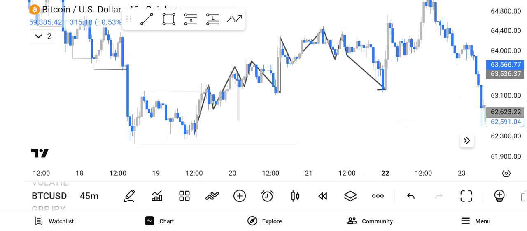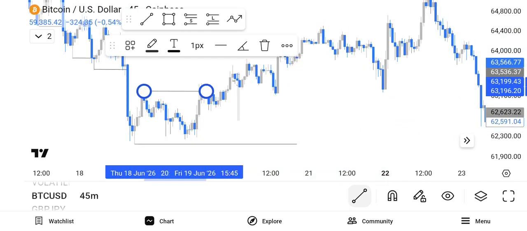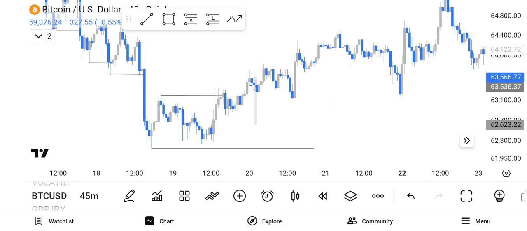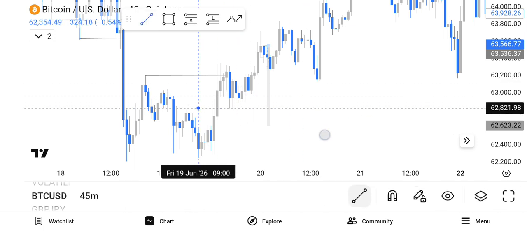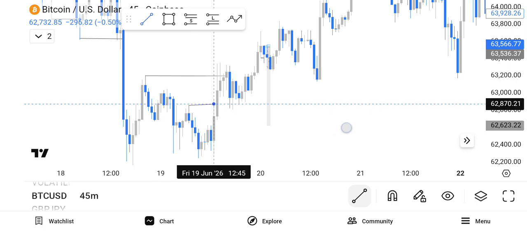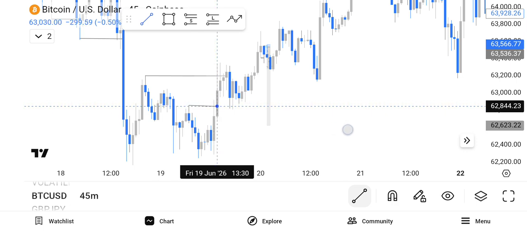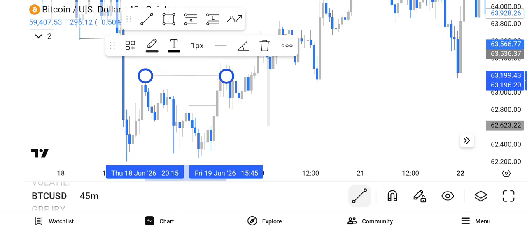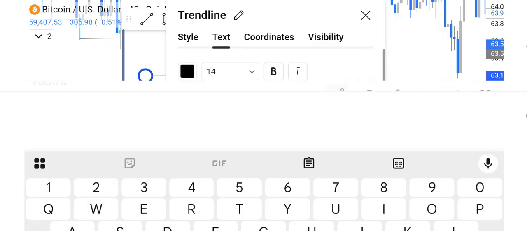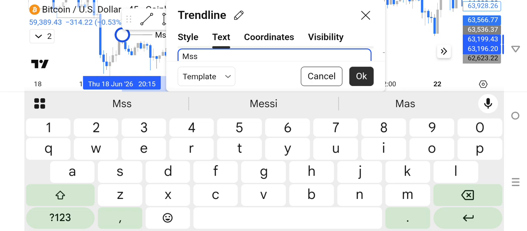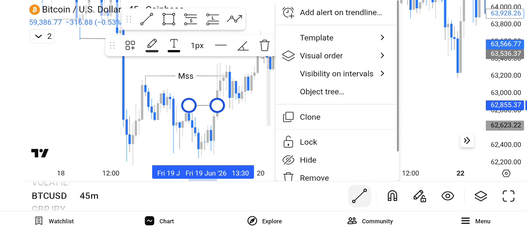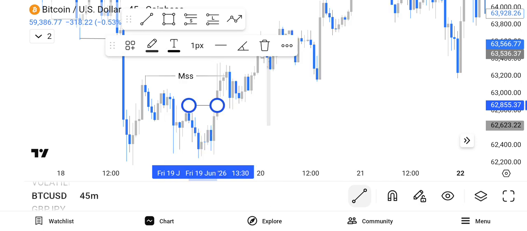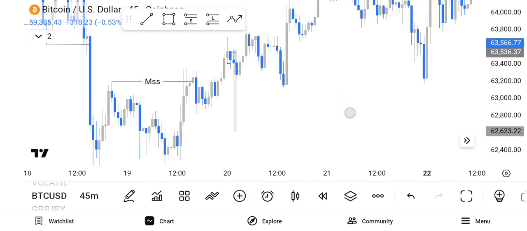Now you can see we had a market structure shift right here. Even here can be known as a market structure shift. But I would like to use this one as more confirmed and reliable, because it took out the last lower high in the market. You can call either one a market structure shift, but I'll just go with this one as my market structure shift.